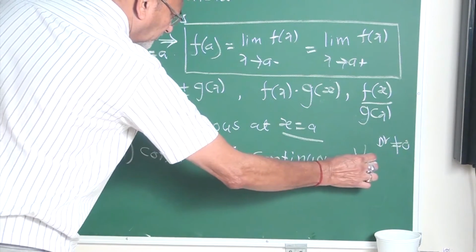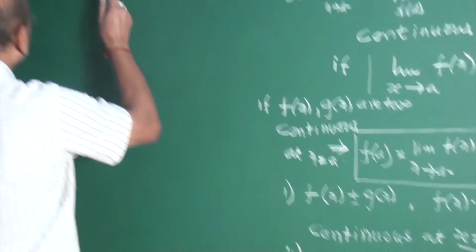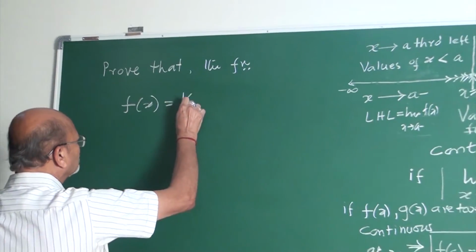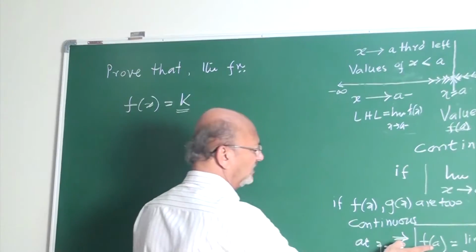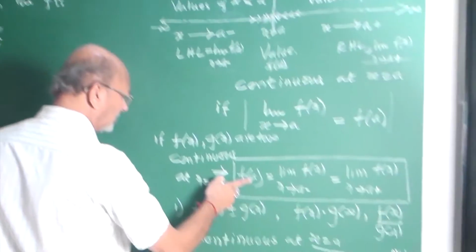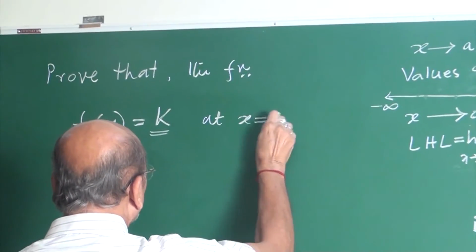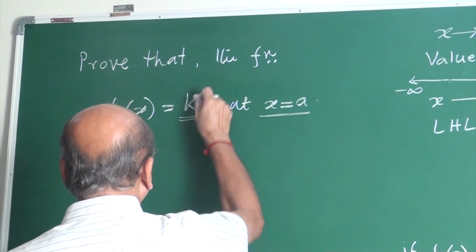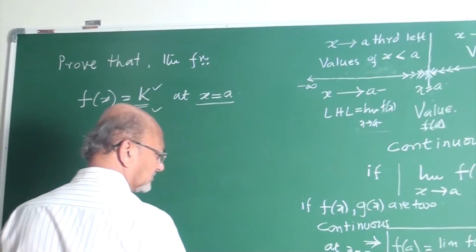Continuous for all x, my friends. Why? If you take any constant k, if your function is constant k, what is f of k at x equal to a? It is the same. At x equal to a, what is the value of k? What is the limit of k? They are equal, then the function is continuous.